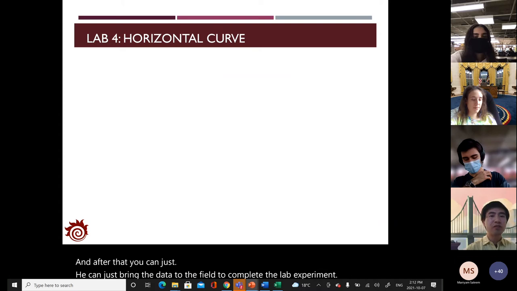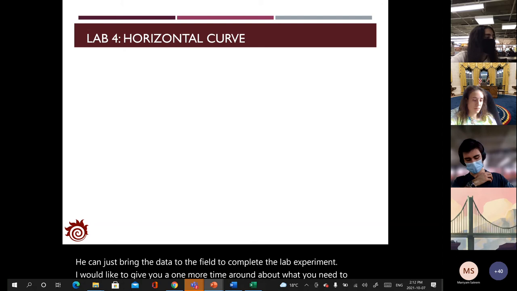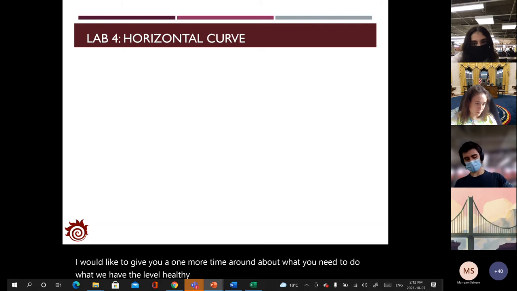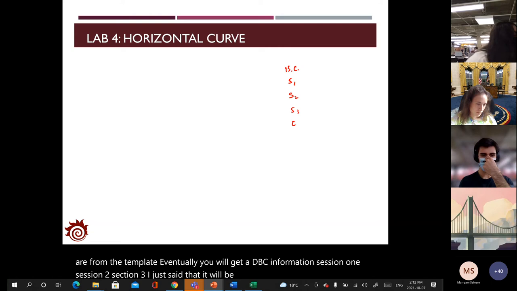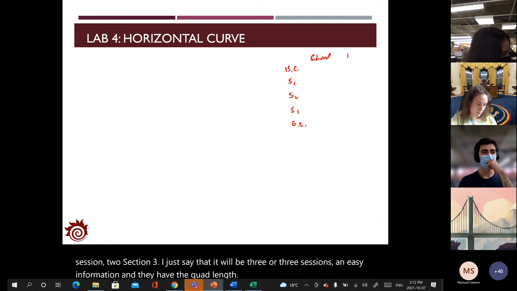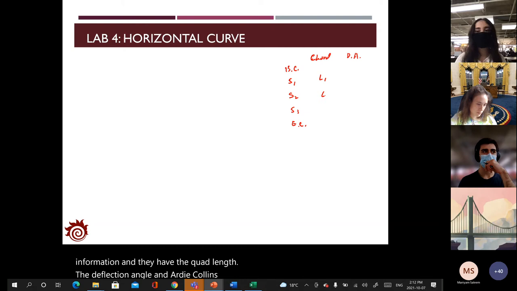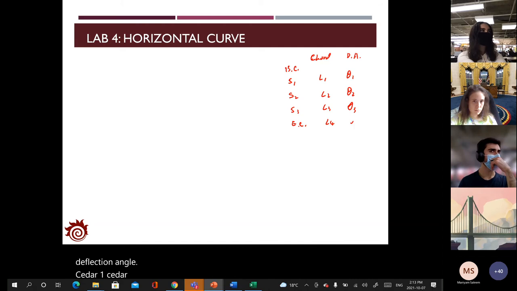I would like to give you one more round about what you need to do once you have all the lab data from the template. From the template, eventually, you will get the BC information, station one, station two, station three, and EC information. I just say that there will be three stations, and you have the chord lengths L1, L2, L3, L4, and you have the deflection angles theta 1, theta 2, theta 3, theta 4. Those would be the information you will obtain directly from the template.